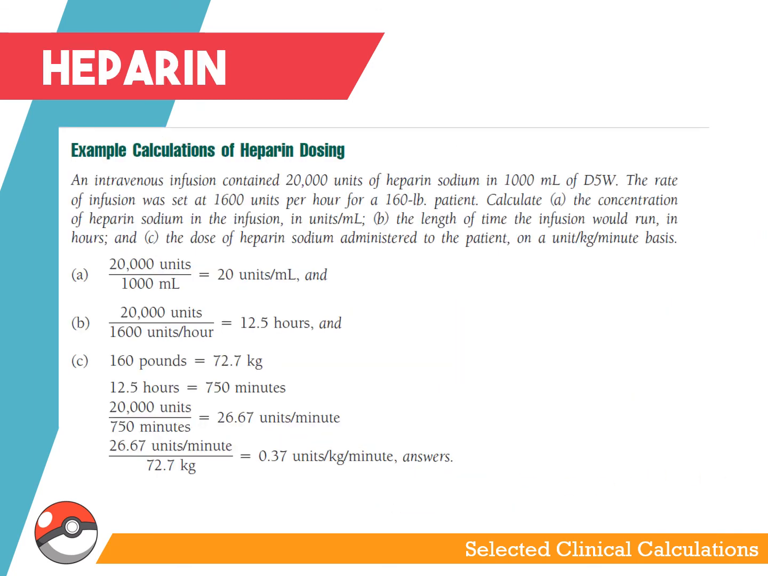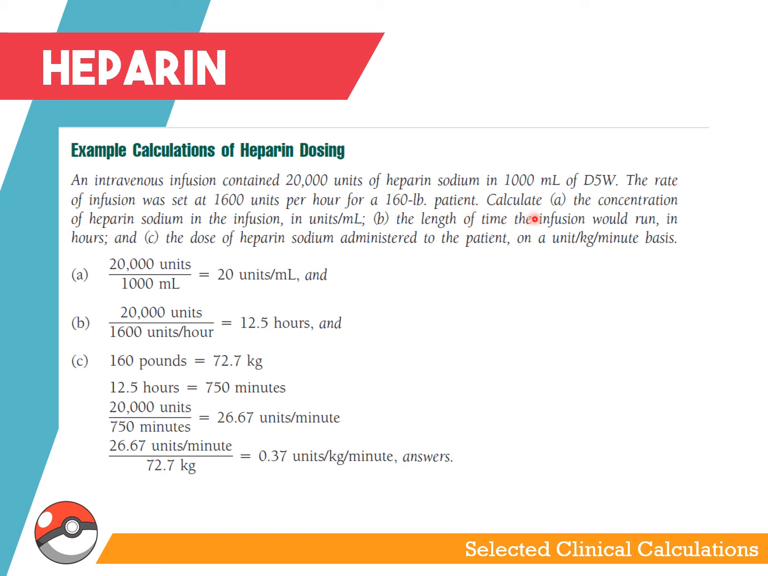Okay, so next is heparin. So here are example calculations of heparin dosing. An intravenous infusion contains 20,000 units of heparin sodium in 1,000 ml of D5W. D5W is 5% dextrose in water. The rate of infusion was set at 1,600 units per hour for a 160-pound patient.